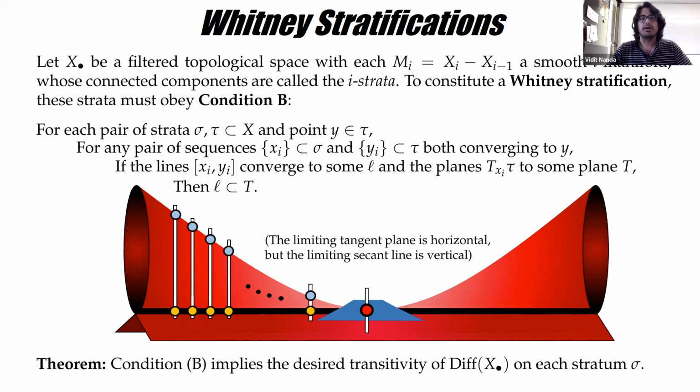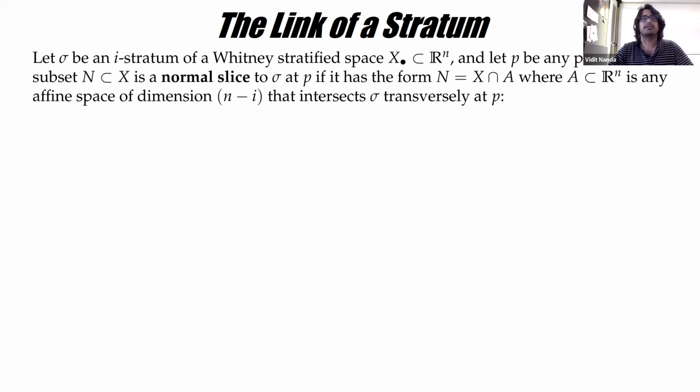So condition B implies this transitivity property that we wanted on each stratum. And it's not obvious to me at all why this should be the case, but it's a theorem, and I think the proof goes back to work by Thom and Mather. Okay, so now we're ready for the main definitions.